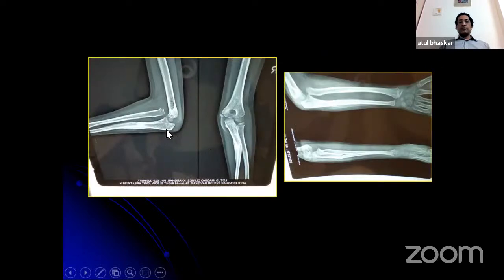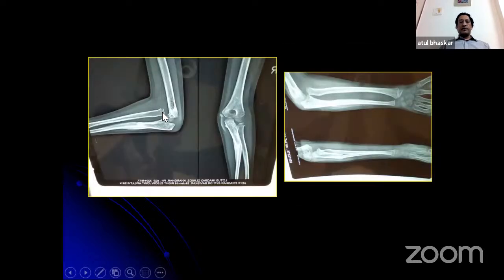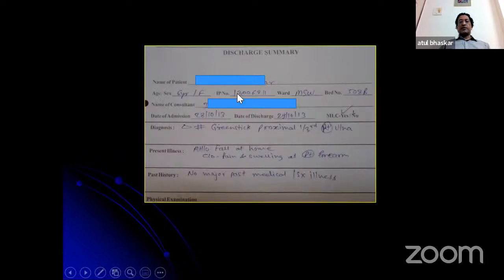So you can see there was a fracture of the ulna with a radial dislocation. So this is a classical Monteggia fracture. Now, this fracture was missed in the exam, in the casualty, and this was the report at discharge: green stick fracture of the ulna, followed at home.